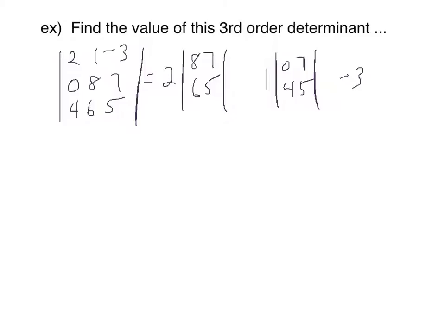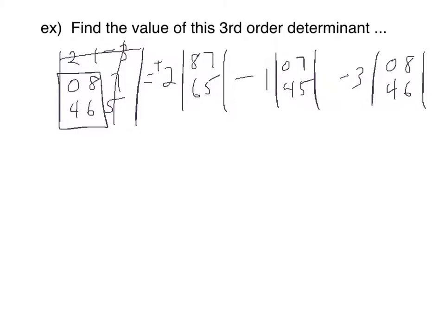For the -3, well, now I'll just write through it. If we cross off the row and the column with -3, it's going to leave us with this 2 by 2: 0, 8, 4, 6. And then what we do is we alternate signs. It's positive whatever, it's negative whatever, it's positive whatever. And this is exactly what I mean, positive whatever.